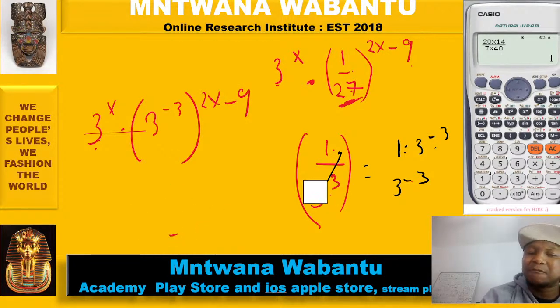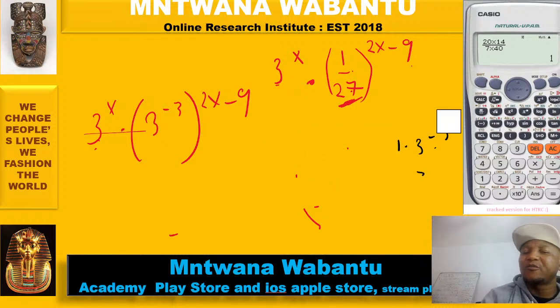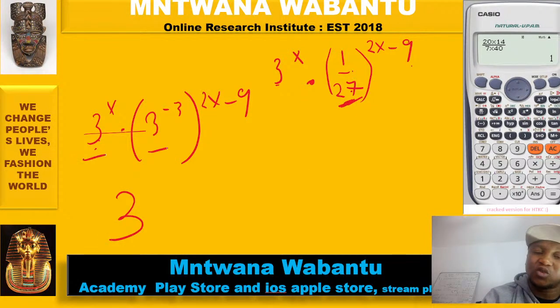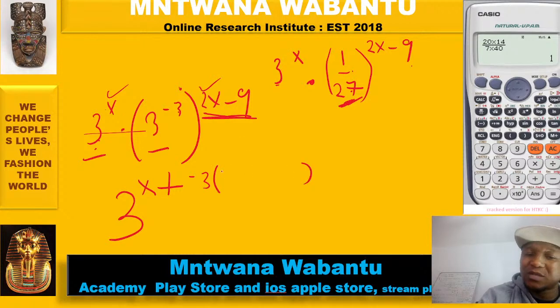And once the bases are the same, what do we do? We don't have to write 2 of them. We only write what? 1 base. Only when the bases are the same. These are rules, like I say. So I don't have to write 2 of them. I write only 1 base and then I add the powers. So it's going to become x plus negative 3, which is this. And then we have a bracket, because we have this group here. So we must put in a bracket 2x minus 9.